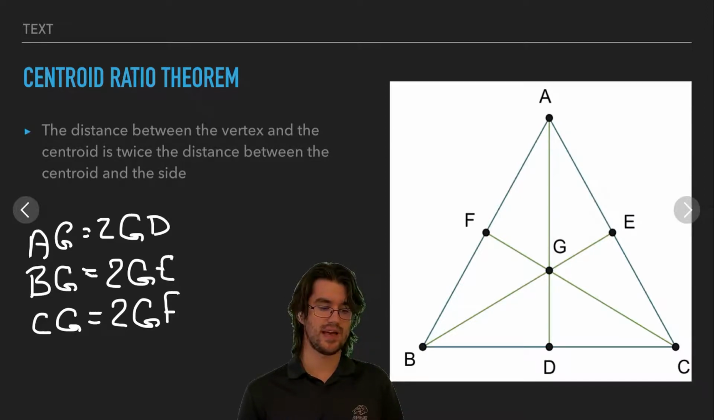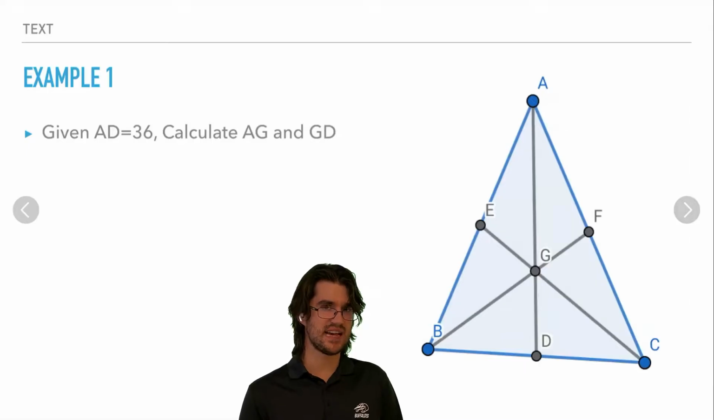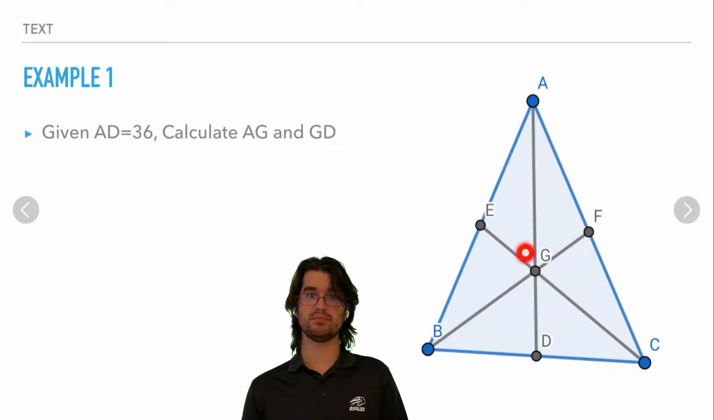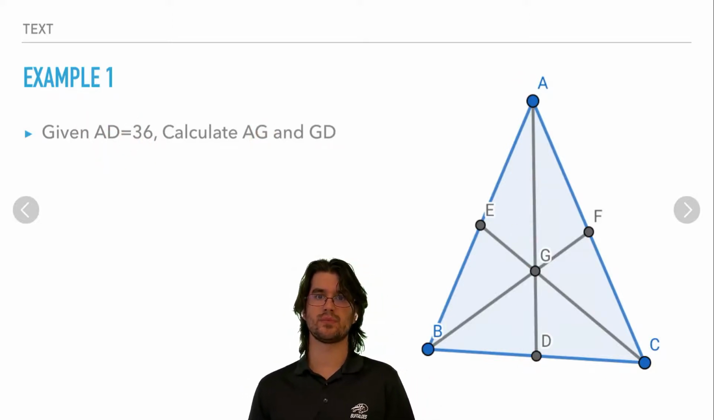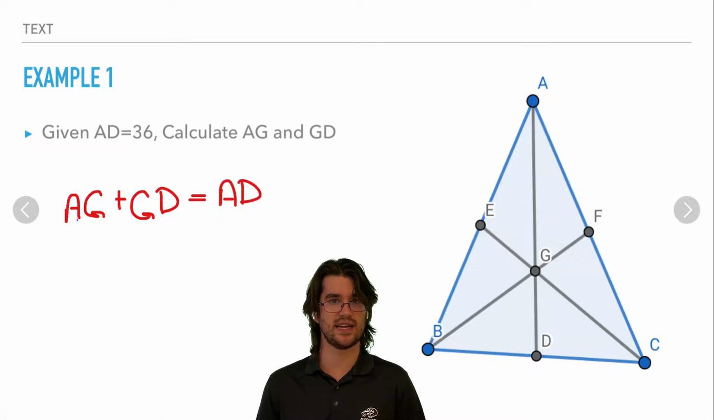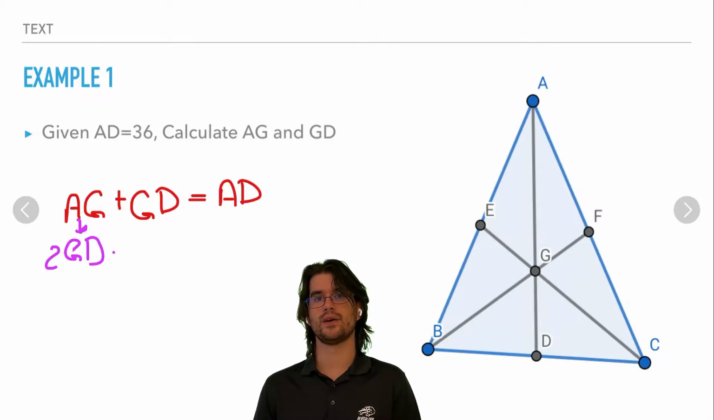Here in this first triangle, we have AD is 36, and I need to find AG and GD. So first thing to note is that AG and GD together combine to make AD. So AG plus GD equals AD. Now our centroid ratio theorem says that the longer segment, vertex to centroid AG, is twice the length of the centroid to the side, GD. So I can replace that AG with 2 times GD.